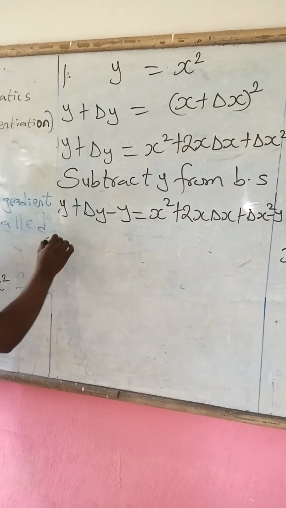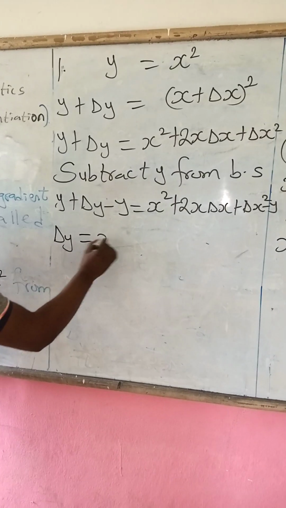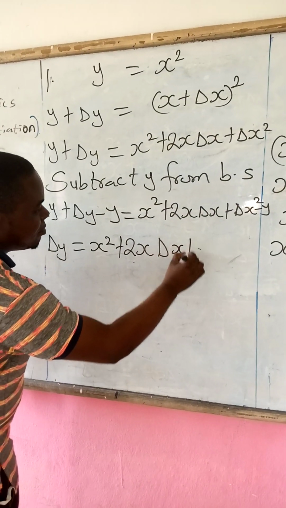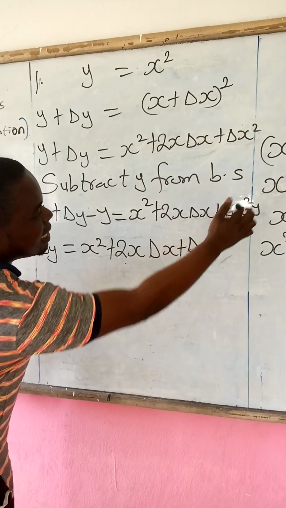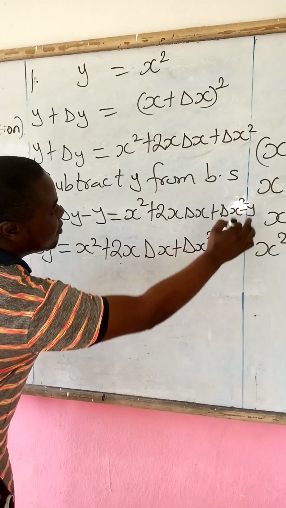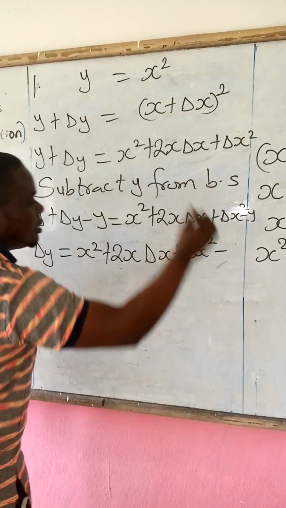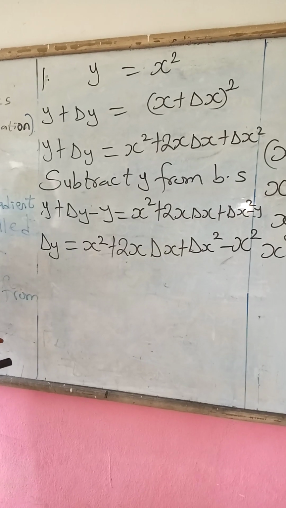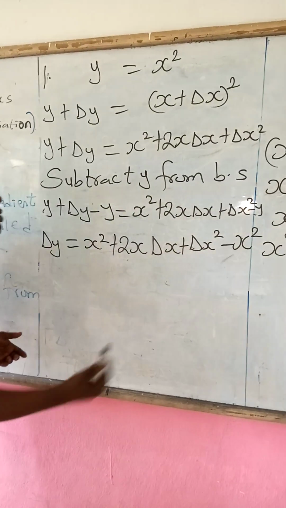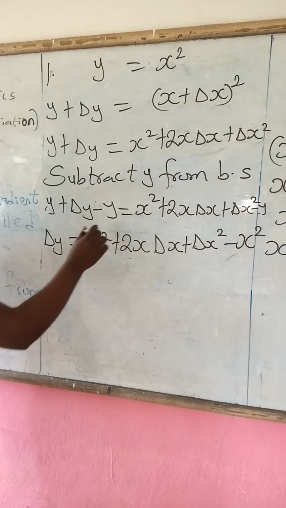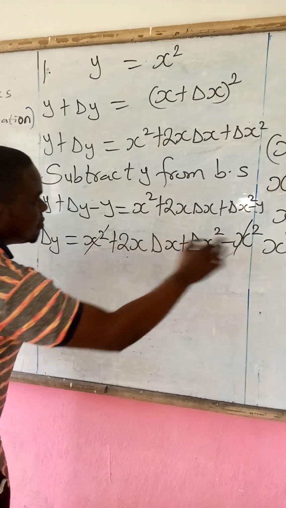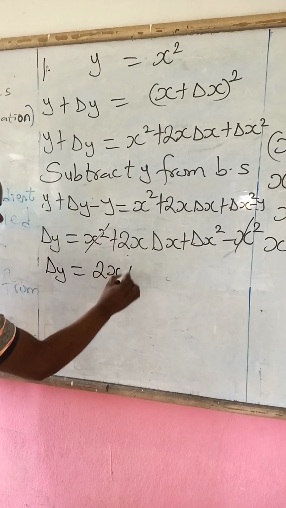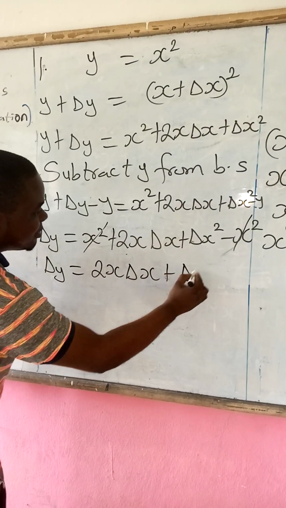I believe that one is clear to everyone. So y minus y will give us 0. I have my δy equals x squared plus 2xδx plus δx squared, don't forget. Then minus y. What is y? y is x squared. So minus x squared. So x squared minus x squared will give us 0, so that is out. My δy becomes 2xδx plus δx squared.